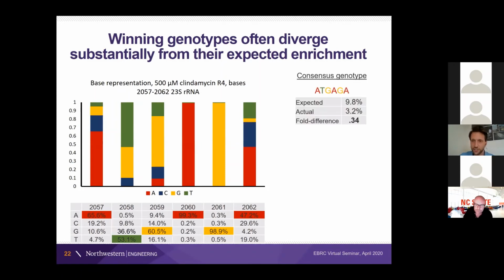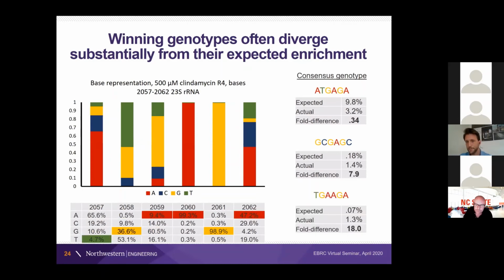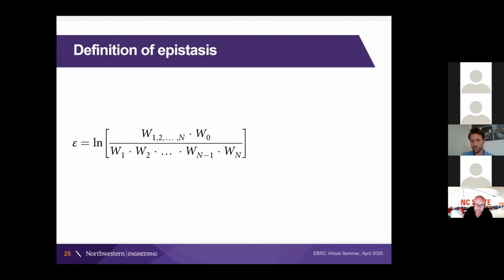So the consensus genotype here, based on what was the most frequent nucleotide at each position, is ATG-AGA. This was a very fit genotype, but it was actually present at about 1/3 the frequency that you would expect, given just the frequency of each nucleotide. Meanwhile, these other two genotypes were present at about 8-fold and 18-fold the frequency that you would expect, just based on the positions at each nucleotide. So this sort of hints at something that a lot of evolutionary biologists think is interesting and an important force in evolution, which is the question of epistasis.